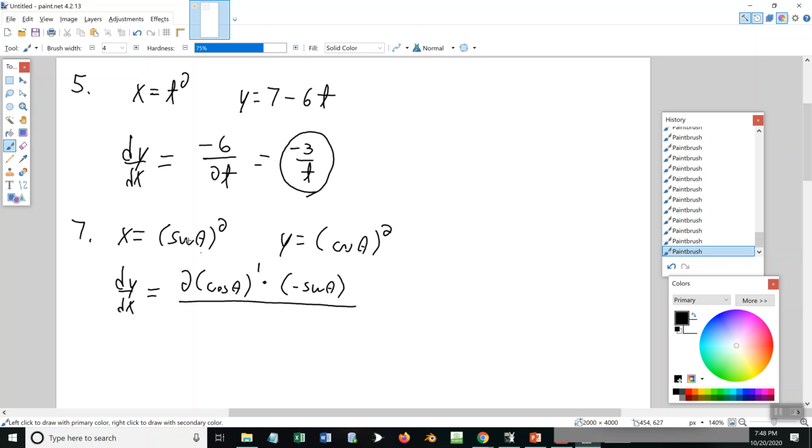And then on the bottom, you're going to take the derivative of x with respect to theta. And again, this is a chain rule. Parentheses to a power. So you take your power, put it out in front. What's inside remains as is. Lower your power by 1 times the derivative of what's inside the parentheses, which is cosine. Cosines cancel, sines cancel, 2's cancel, and I'm left with negative 1.